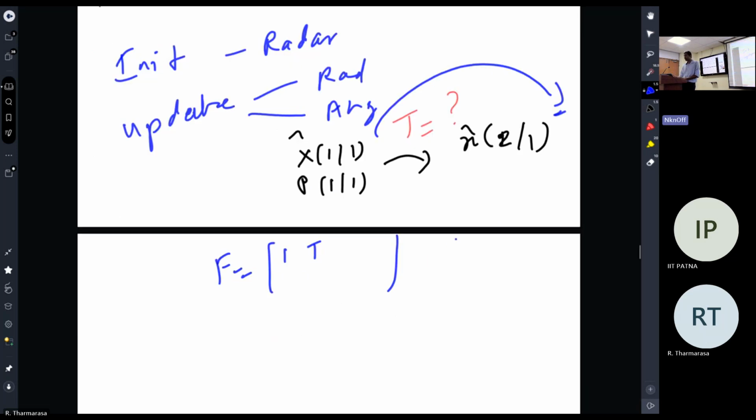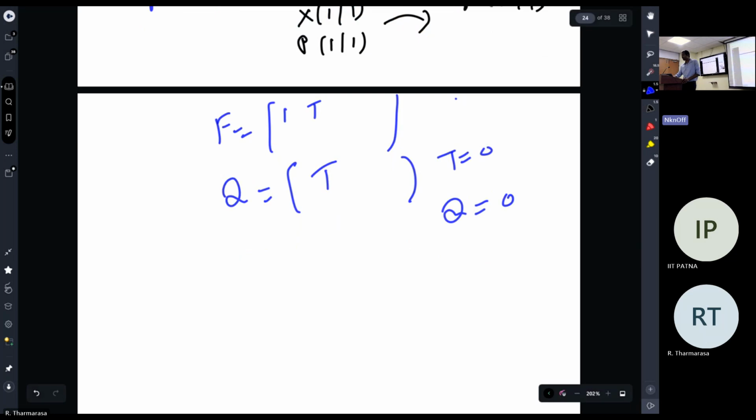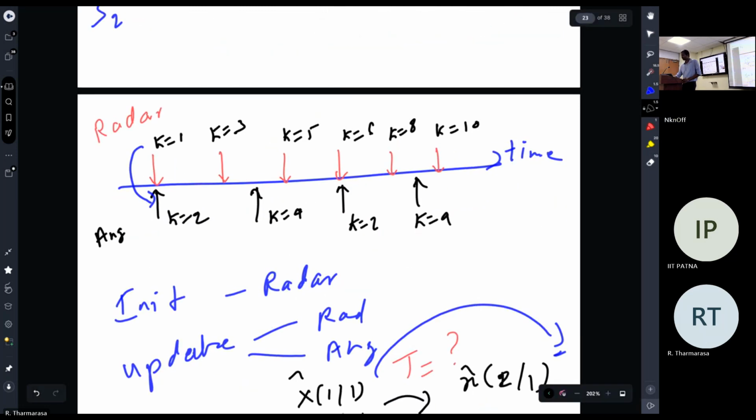Make sure that your Q calculation also involves T. So that means when you set T equal to 0, Q becomes 0. Otherwise, that's wrong, right? Because you won't have any noise at the same time. Okay? So what we do is the prediction is the same as this. Then you get the angle measurement, right? You find the nonlinear H or linear H and you use the EKF and update. Okay?